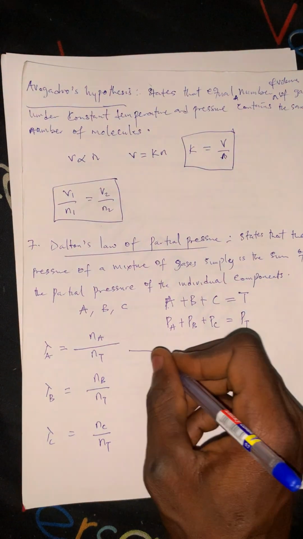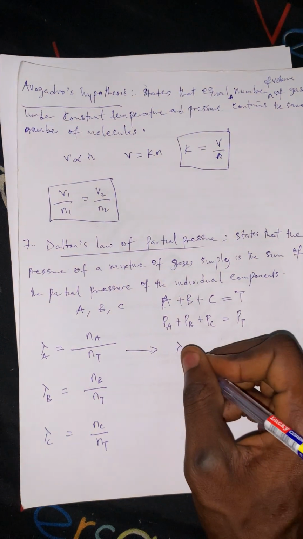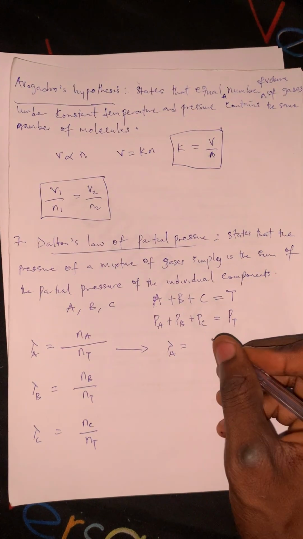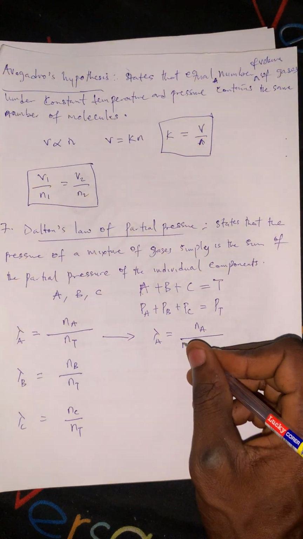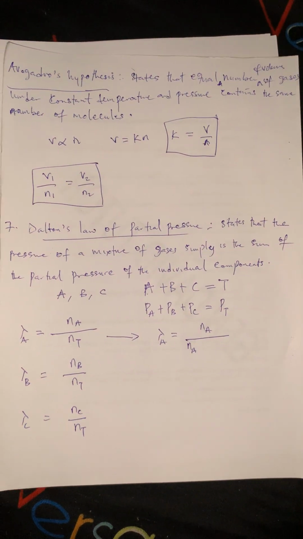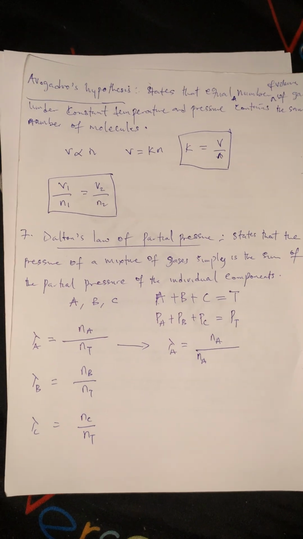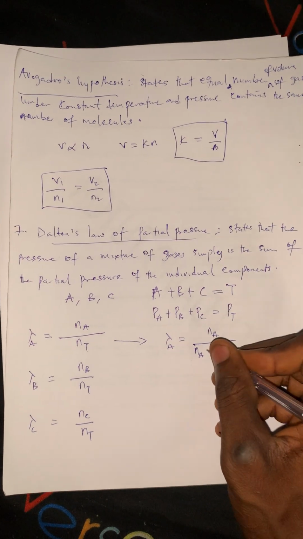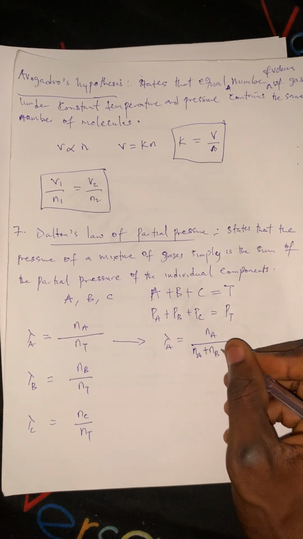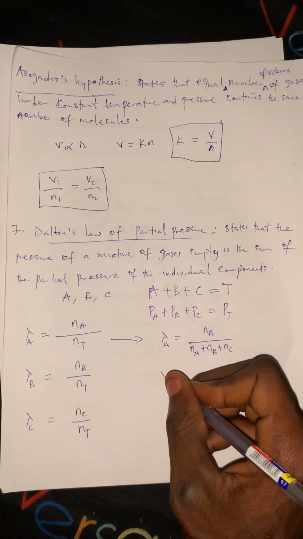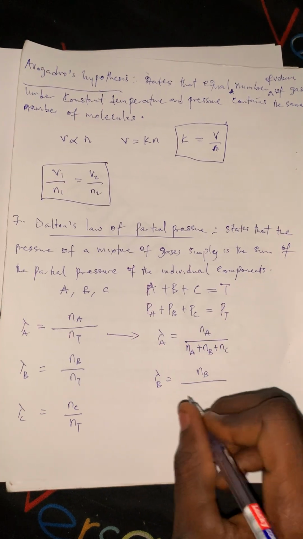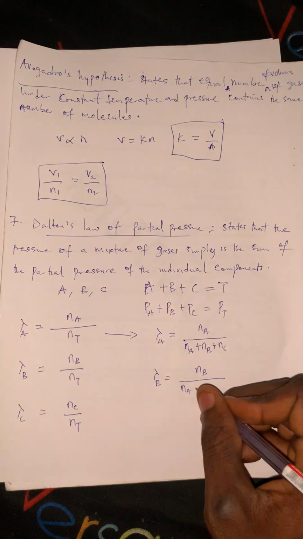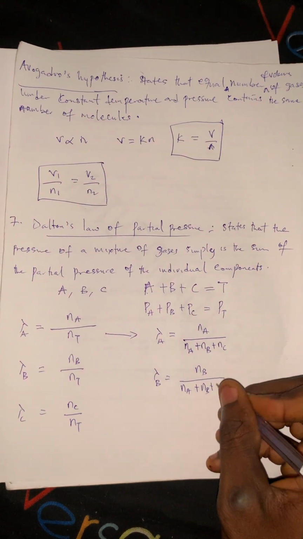Meanwhile, this can be proceeded with. The mole fraction of A is equal to the number of moles of A over the total number of moles, that is, the number of moles of the substances that are included in the reaction: number of moles of A plus number of moles of B plus number of moles of C. The mole fraction of B will be the number of moles of B over the number of moles of A plus number of moles of B plus number of moles of C.